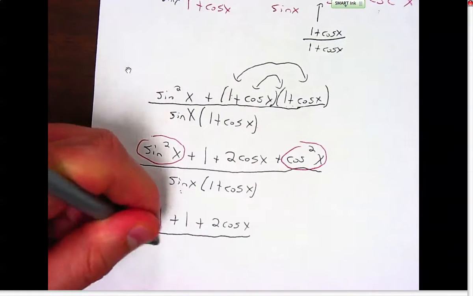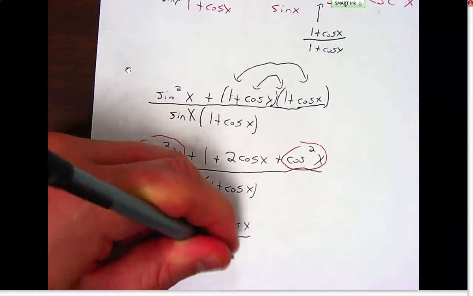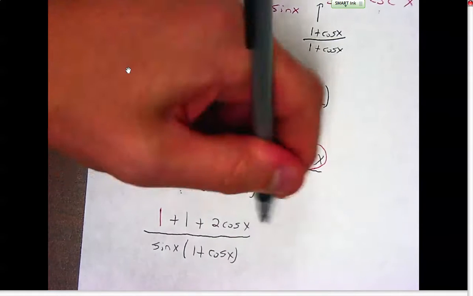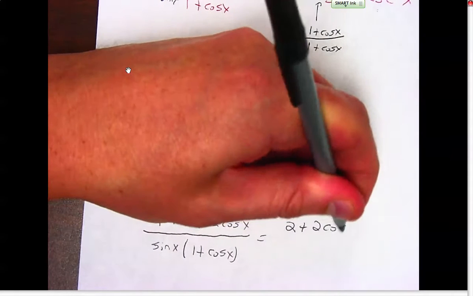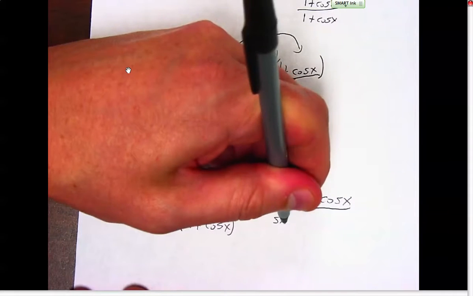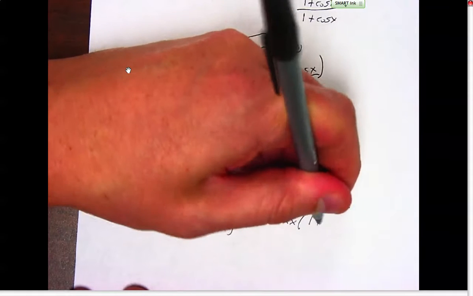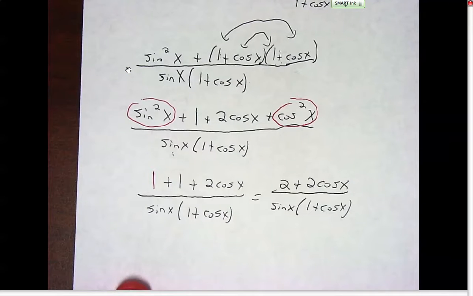Down here I've got my sine of x and my 1 plus cosine of x. Right? And so now I combine on the top and I've got 2 plus 2 cosine of x. And on the bottom I still haven't done anything with that. It's definitely cleaning up, but I still have a ways to go.